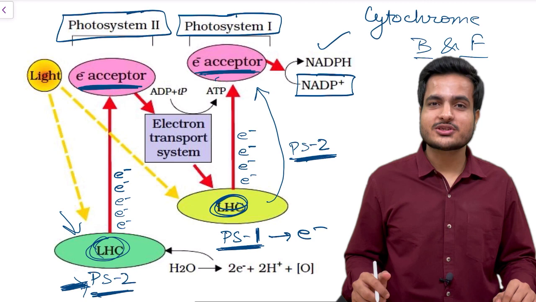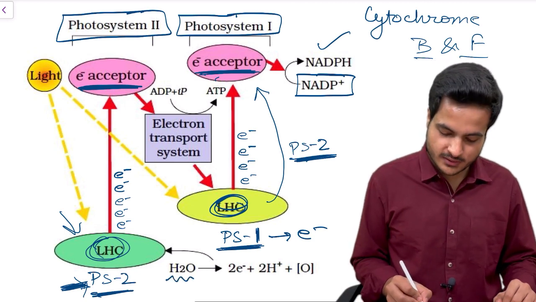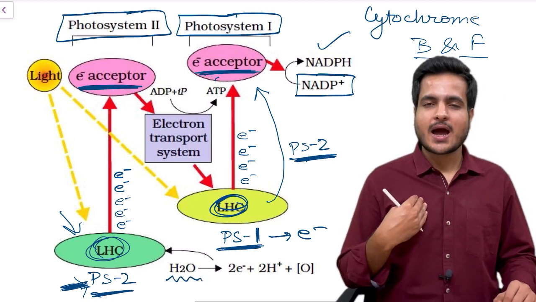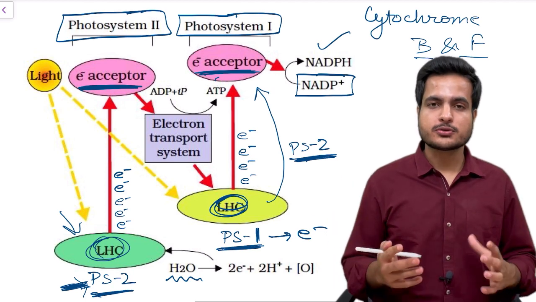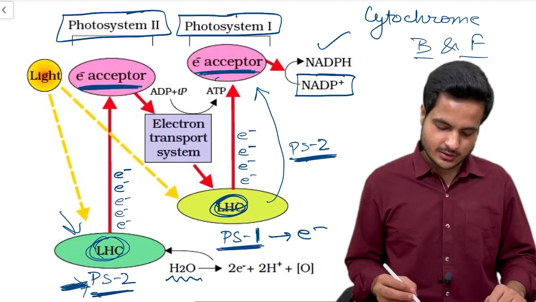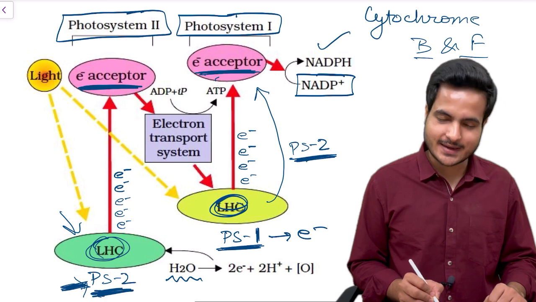So now comes a generous man, which is water, in the story. Water says, I'll destroy myself to produce electrons for you guys. So photosystem 2 stops crying and laughs again.